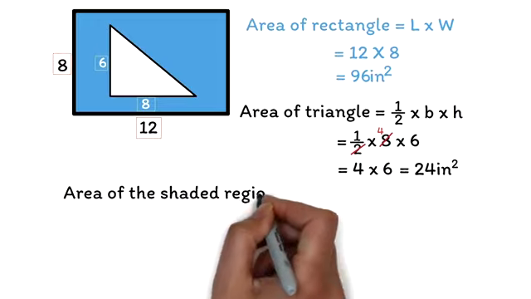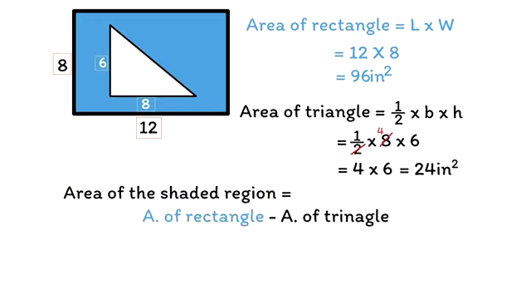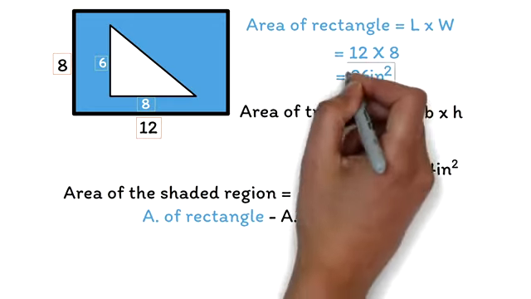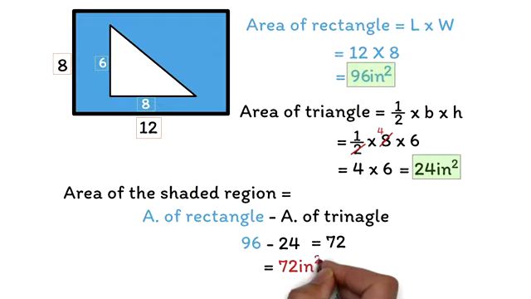Now the area of the shaded region will be the area of the rectangle minus the area of the triangle. With the area of the rectangle, we had 96. And with the area of the triangle, we got 24. 96 minus 24 gives us 72. Hence the area of the shaded region is 72 inches squared.